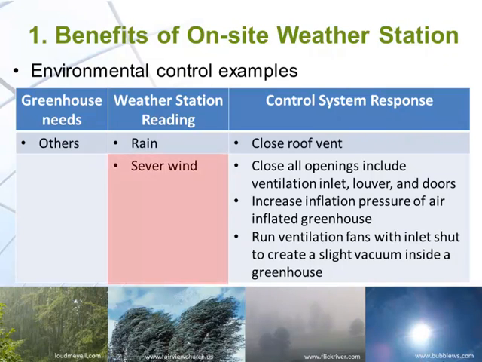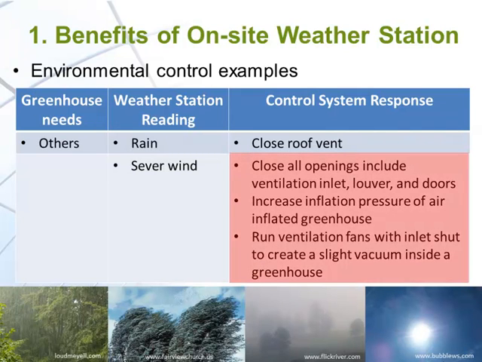Another example is when strong wind is detected. To protect the greenhouse, one should close all openings, including ventilation inlets, louvers, and the doors. Securing all openings and keeping them tightly shut is the first step in protecting a greenhouse from wind damage.